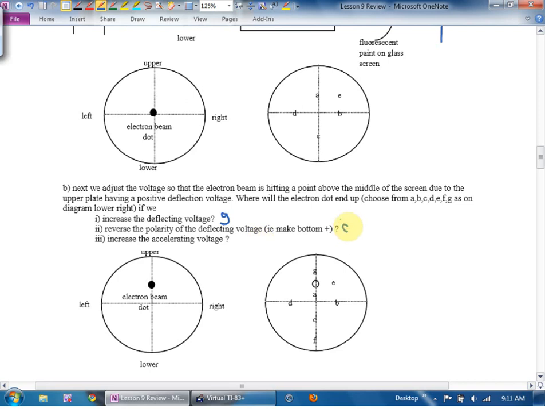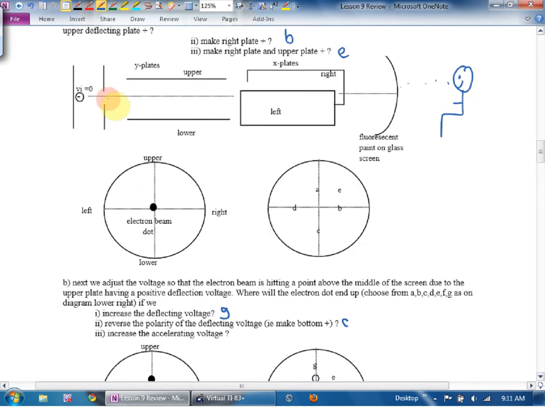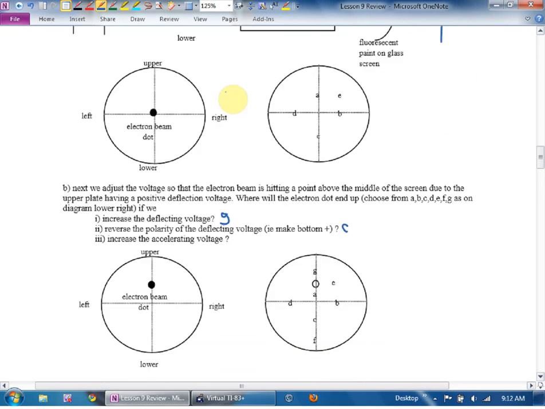Hey, what if we increase the accelerating voltage so that they're coming out of here even faster? What would happen when they go through here if they're going through even faster? I don't think they'd get deflected as much because they're not in the voltage for as long a time. Does that make sense? So if they come out even faster, which way would they get deflected? Where would they end up? A.